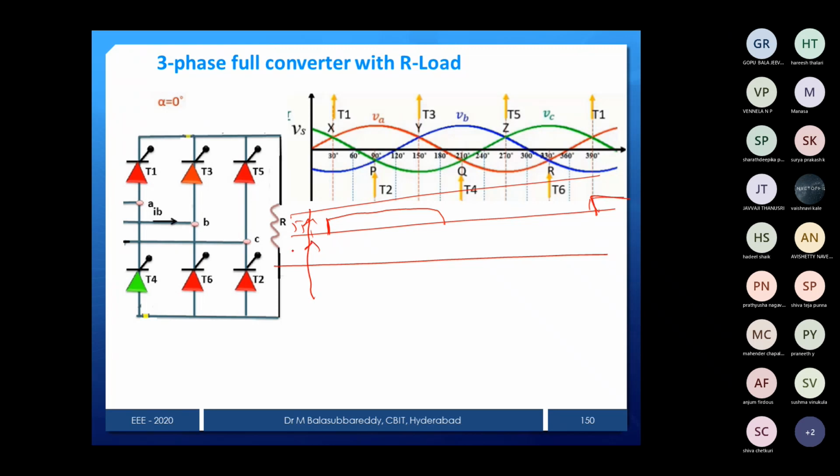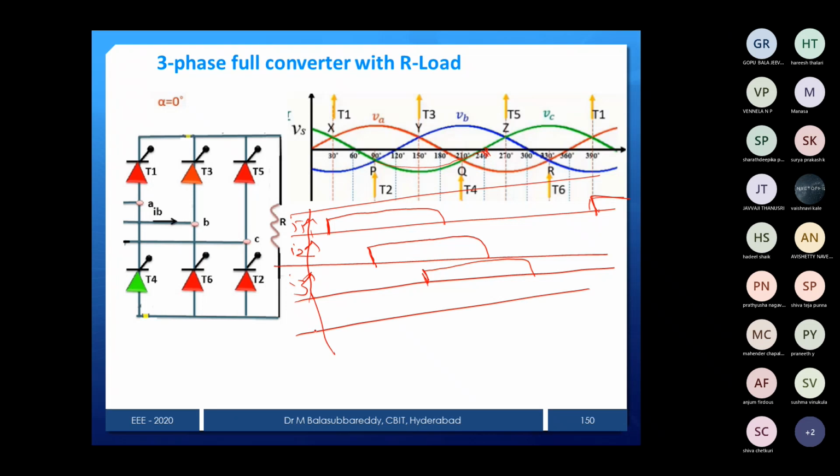And how to represent the T2 pulse? So the T2 crossover is this. From this point is our reference, and when it goes to the natural 0, this point, you can represent it as a firing pulse for T2, and similarly for T3. T3 is the upper side. We can start here, and it will end at 300 degrees.